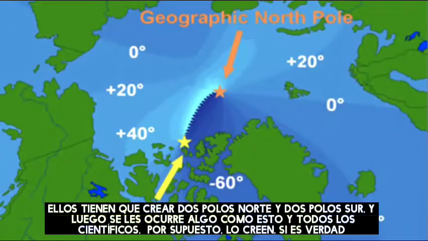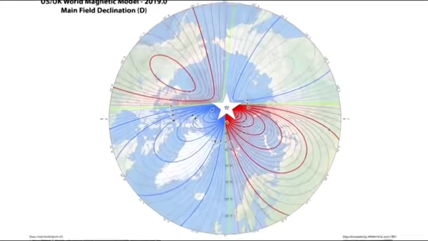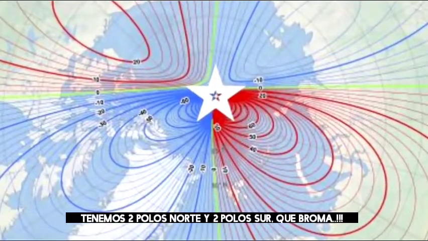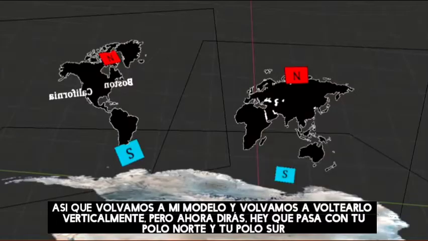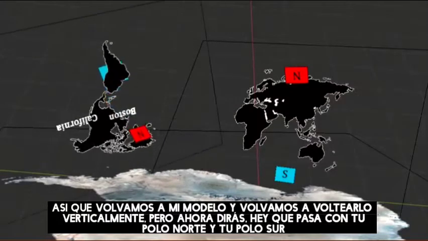And then they come up with something like this, and all the great scientists, of course, they believe it. Yes, it's true. We have 2 North Poles and 2 South Poles. What a joke. So let's return to my model and let's flip it again vertically.